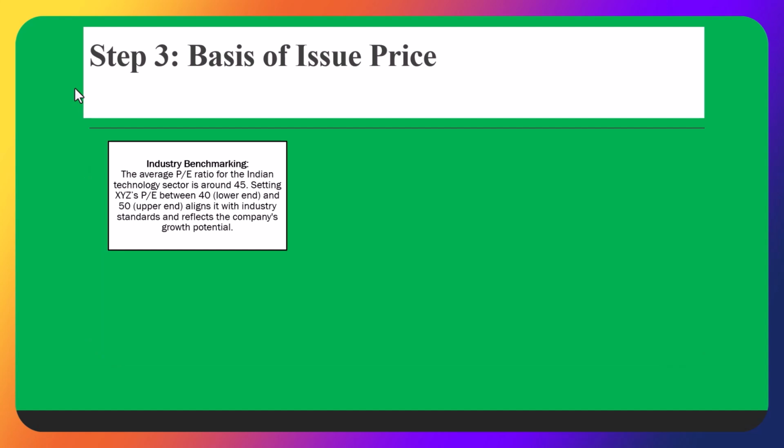Industry benchmarking. The average PE ratio for the Indian technology sector is around 45. Setting XYZ's PE between 40 and 50, lower and upper respectively, aligns it with industry standards and reflects the company's growth potential. So here the company has to give the industry's benchmark, and they have to tell how the company is benchmarked against its peers.